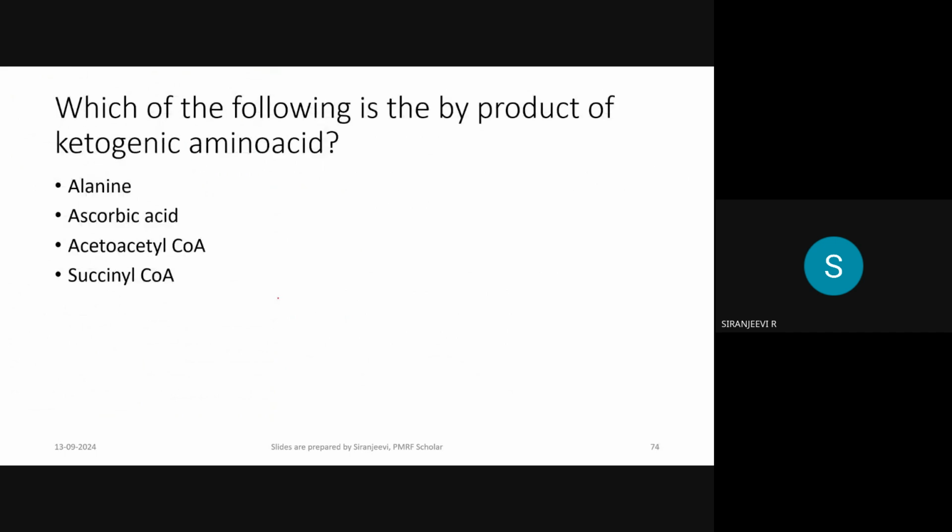So which of the following is a byproduct of the ketogenic amino acid? Not alanine; alanine is involved in glucogenic. Ascorbic acid is a coenzyme, otherwise called vitamin C, and succinyl CoA is an intermediate of the TCA cycle. So the leftover option is acetoacetyl CoA. So option C is the correct answer.